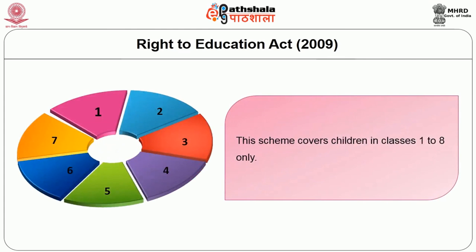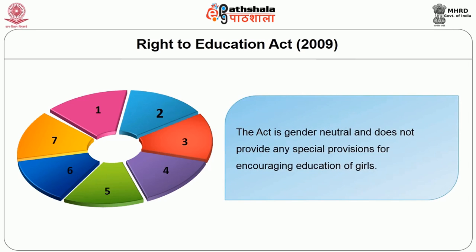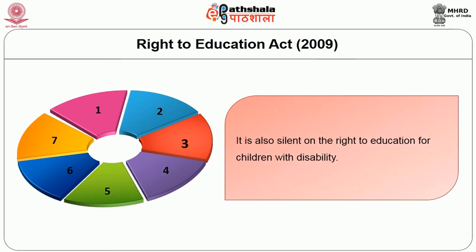First, this scheme covers children in the classes of 1 to 8 only. Second, this Act is gender neutral and does not provide any special provisions for encouraging education of girls. Third, it is also silent on the right to education for children with disability. This Act does not talk of the post-elementary stage.